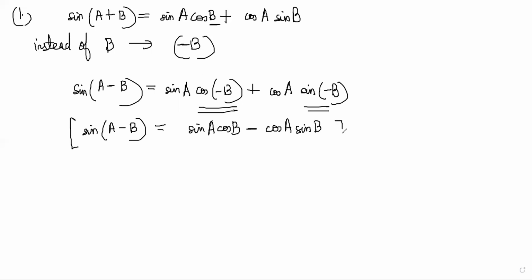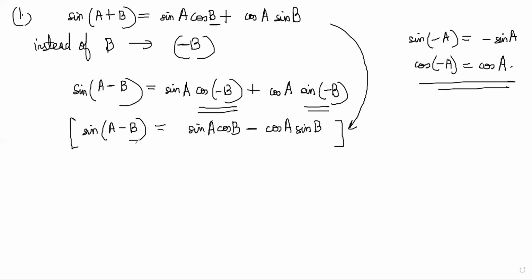This comes from here only, and from our knowledge that sine of minus A is minus sine A and cos of minus A is simply cos A. This formula is also super important. Why? Because sometimes you might be asked, what is sine of 75 degrees? Now you can find it as 45 plus 30, because you know the 45 and 30 values.